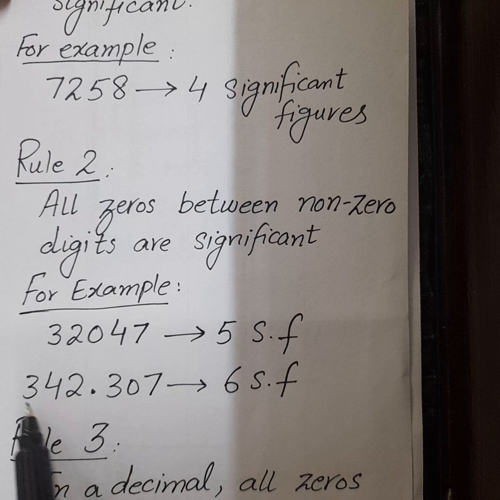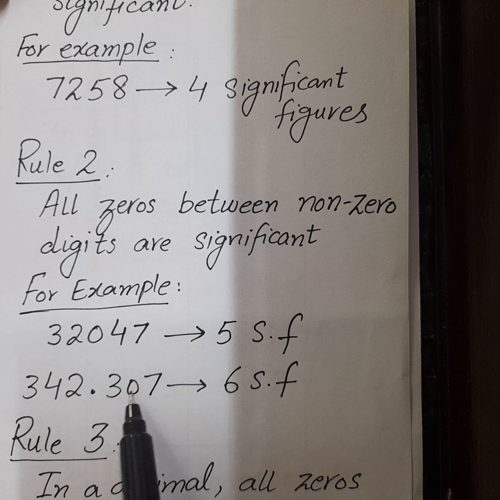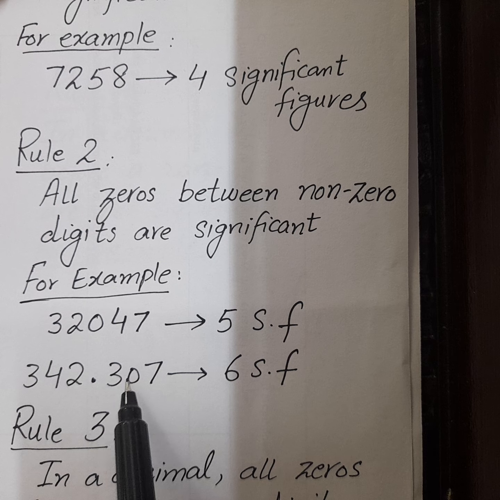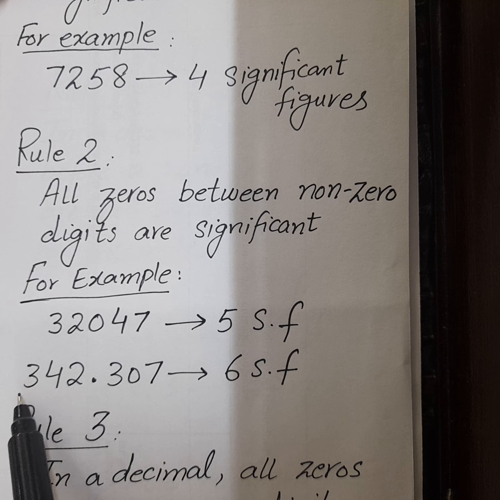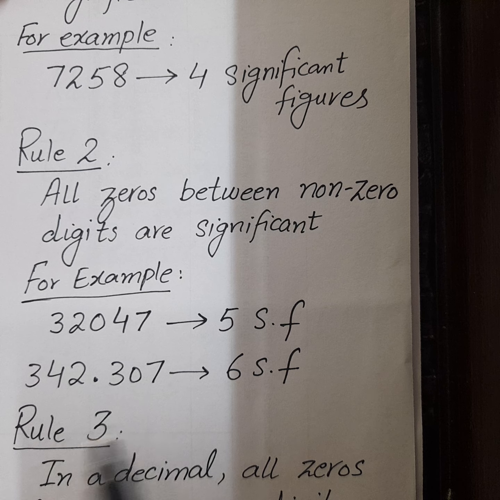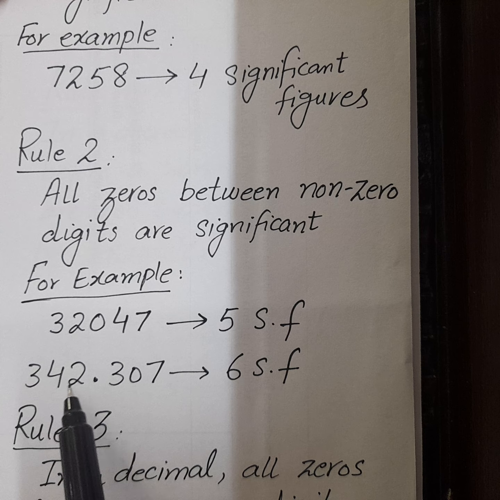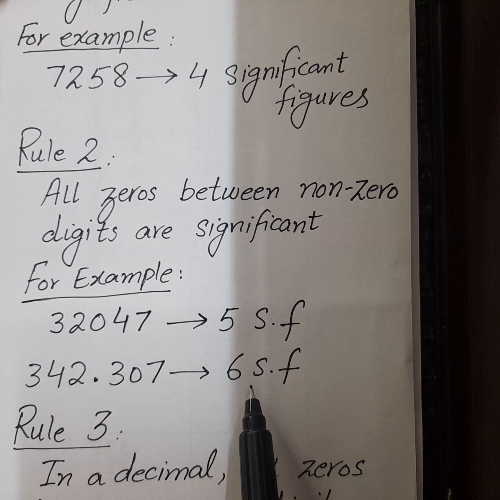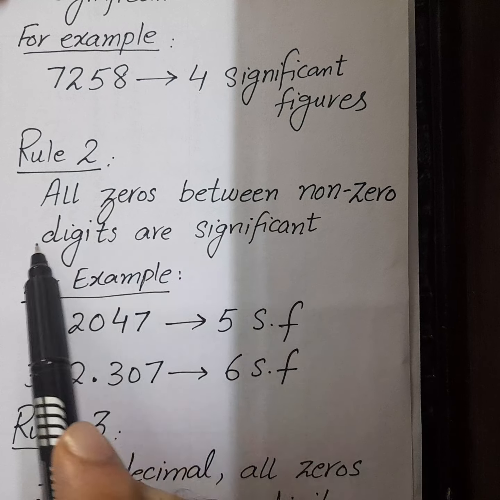Let us see another example, 342.307. So there is a zero in this number as well, and it is not at the end, or in the beginning, it is in the middle somewhere. So when we count the number of digits, 1 2 3 4 5 and 6, all these six digits will be considered as significant. So there are six significant figures because 0 is between the non-zero digits.